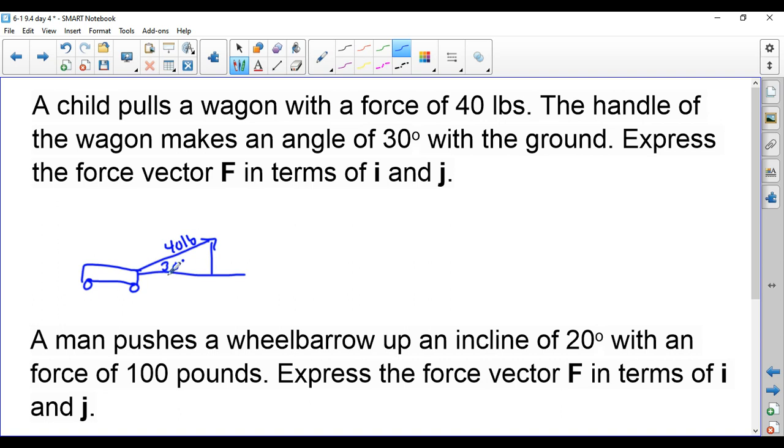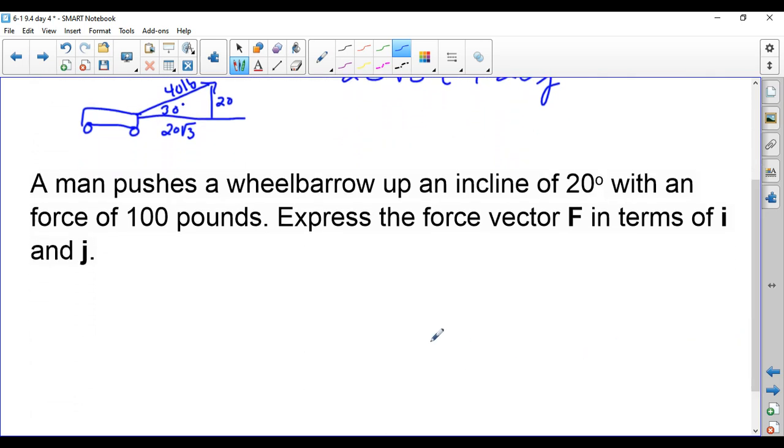So here, this is a 30, 60, 90 triangle. So hypotenuse, divide by 2 to get the shorter leg, multiply the shorter leg times square root of 3 to get the longer leg. I'm going to write this in terms of i hat and j hat. The x component is 20 square root of 3, and the y component is 20.